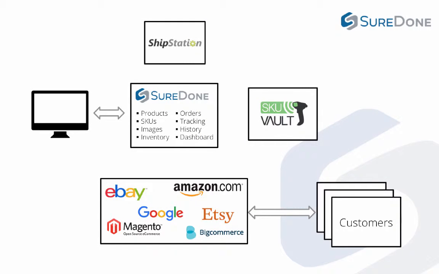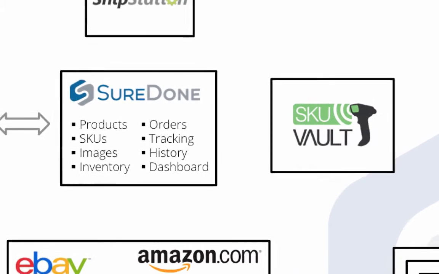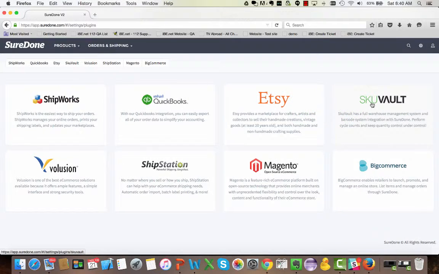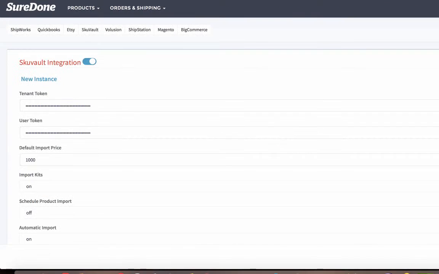So, now you have the systems linked. How will the data flow between the two platforms? The SureDone integration with SkuVault supports three connections. New products created in SkuVault flow into SureDone. Inventory levels also flow from SkuVault to SureDone. And finally, orders flow from SureDone back into SkuVault. We can control this flow of data from the SkuVault settings page within SureDone.